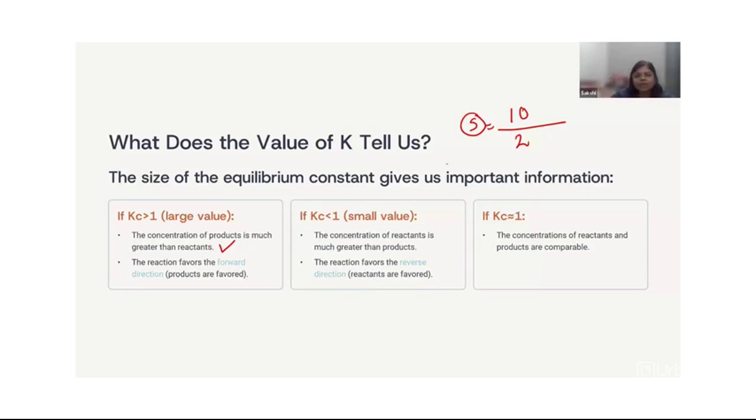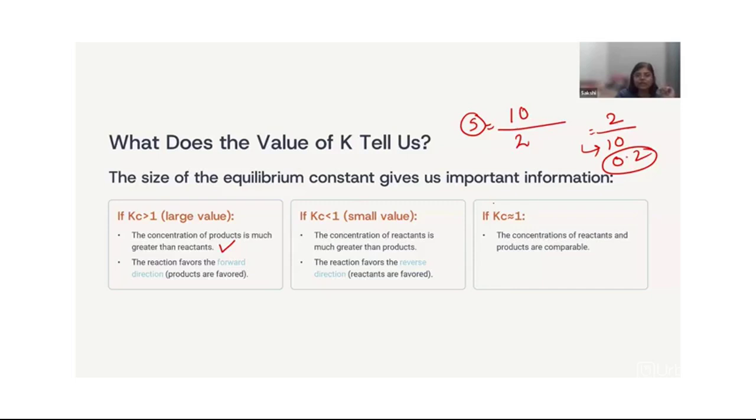Okay. Now Kc less than 1. Mathematically, if I write 2 by 10, the answer would be 0.2. It will be less than 1. Why? Because my denominator is more. So if the concentration of the reactants is much greater than the product, what will happen? Then the Kc value becomes less than 1. In this type of reaction, the reaction will favor the backward reaction. It favors the reverse reaction.